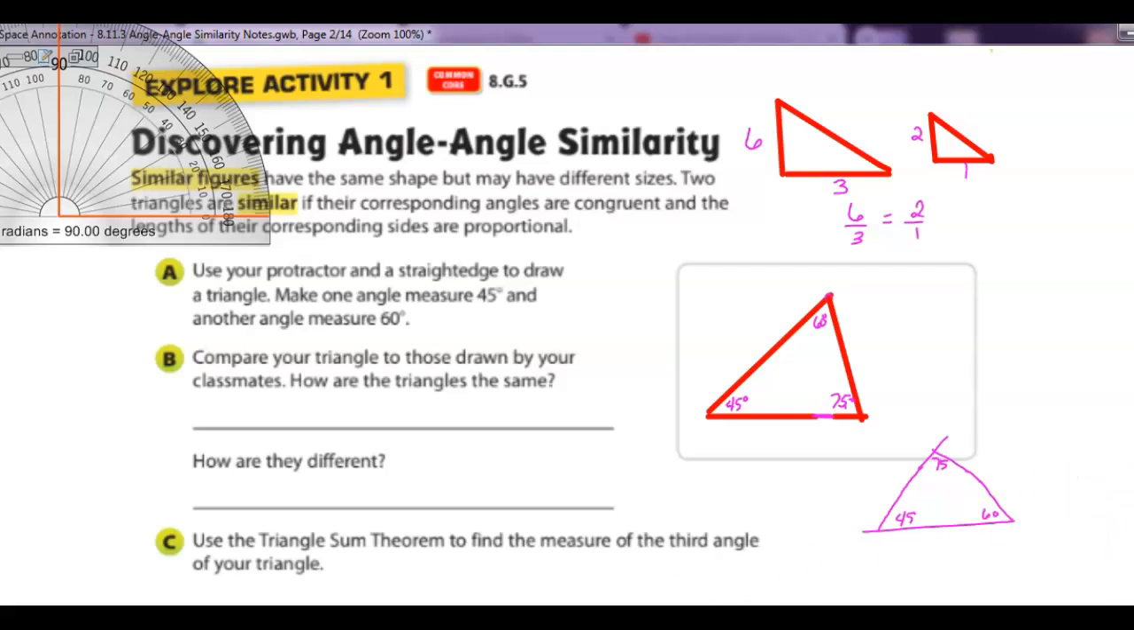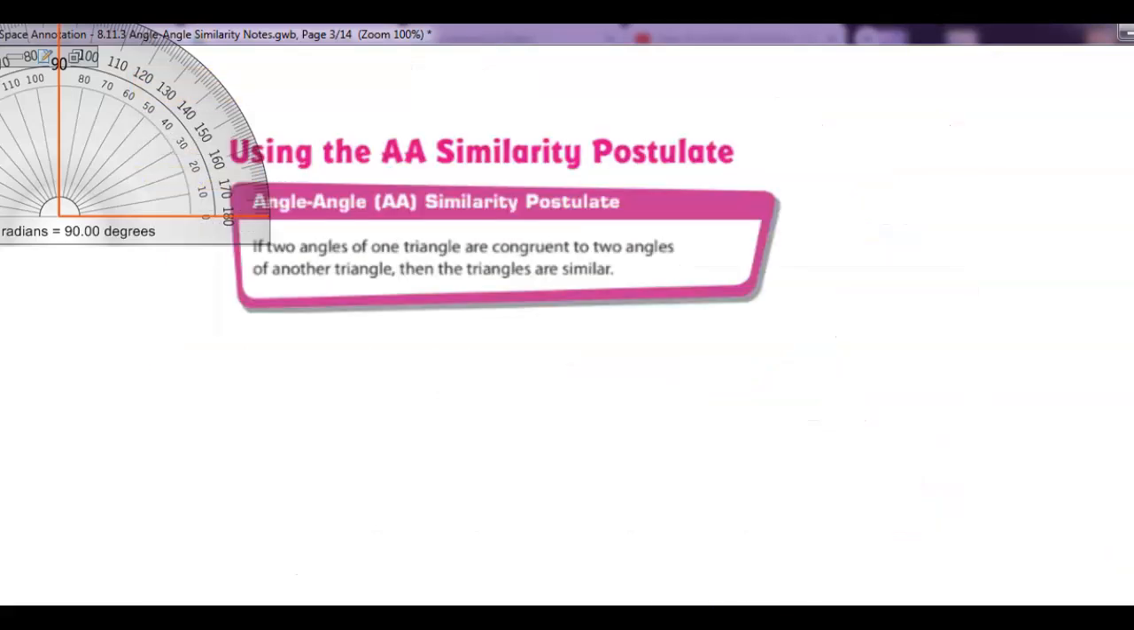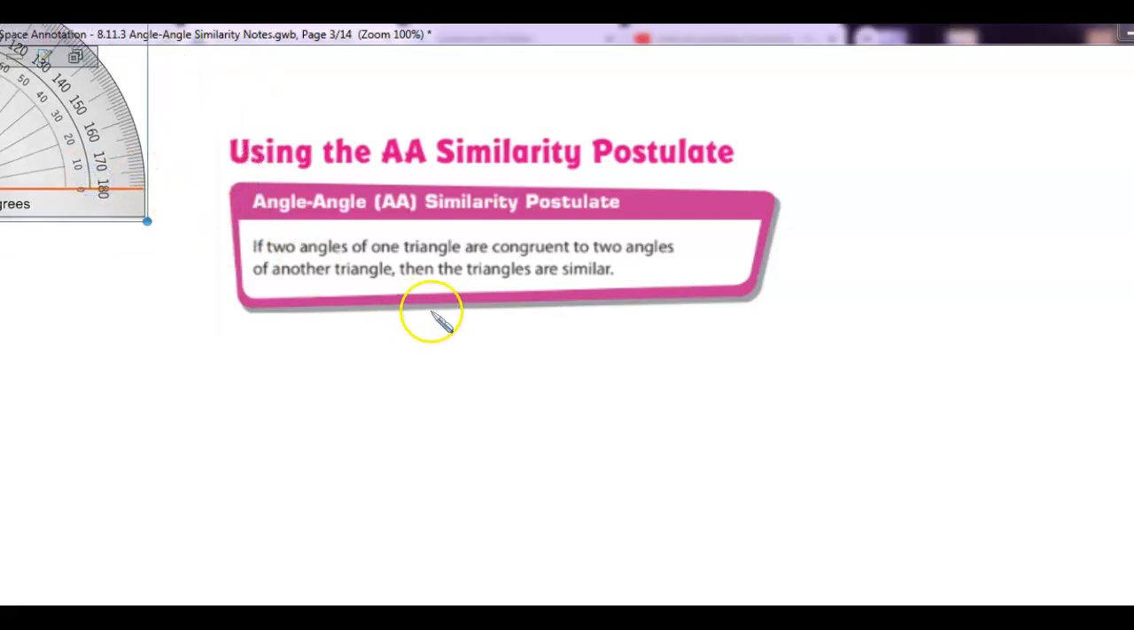Okay? All right. We can use the AA similarity postulate to solve. So it says that if two angles of one triangle are congruent to two angles in another, then the triangles are similar. And the reason this works is no matter what the two congruent ones are, if you add them together and they're the same in each, your third angle is always going to be the same. Okay?